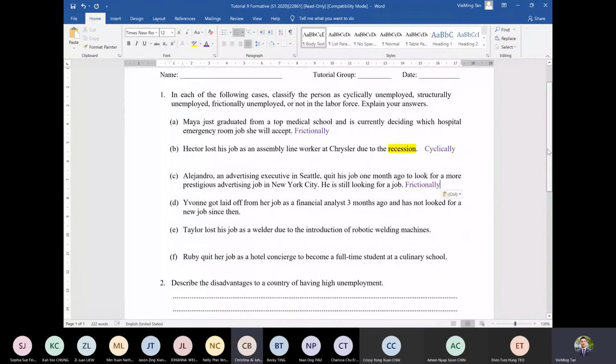Yvonne got laid off from her job as a financial analyst 3 months ago and has not looked for a new job since then. Not in the labor force. Yeah, correct. So the keywords will be this, has not looked for a job. So that means she is not actively looking for a job. If Yvonne is not actively looking for a job, then she is not included in the labor force, because she is not meeting the definition of the labor force. As long as she is not actively looking, she is not counted in the labor force, and this will not affect the unemployment. So the answer is not in the labor force.